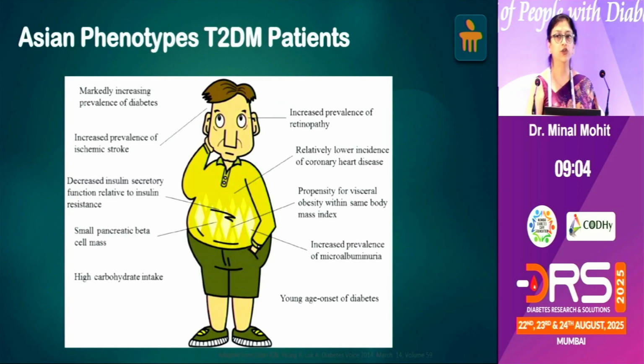And when we talk of this, one word is there: why did the topic include the word Indian? Because the Indian phenotype is still different. We have an increasing prevalence of young onset diabetes. We have a very high carb intake, all 3 meals are high carb meals. Then we have a lesser pancreatic beta cell mass because we have more visceral adiposity. So we have decreased insulin secretory function relative to insulin resistance. We have less insulin in our systems and increasing visceral obesity. So this is the Asian phenotype.